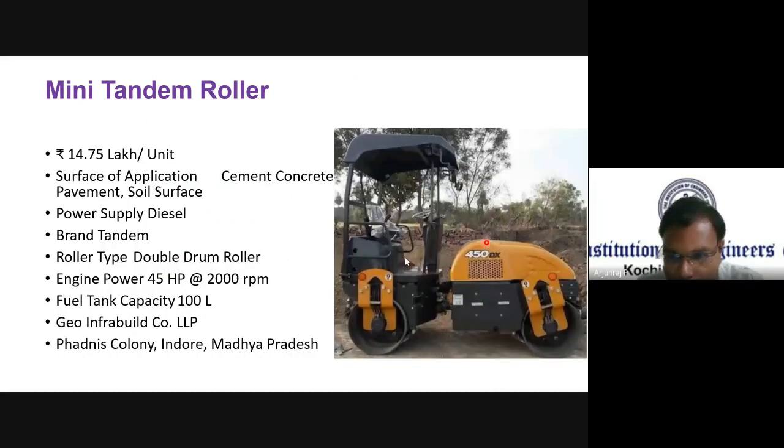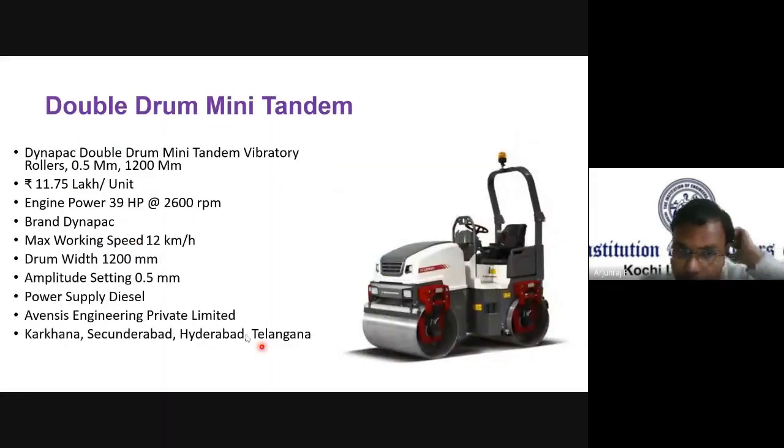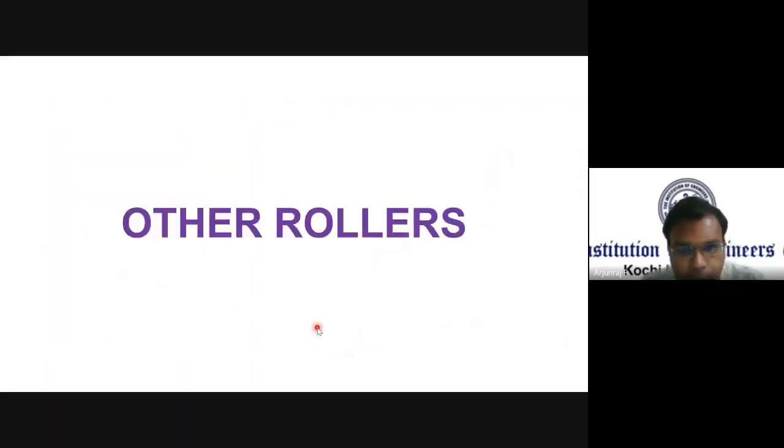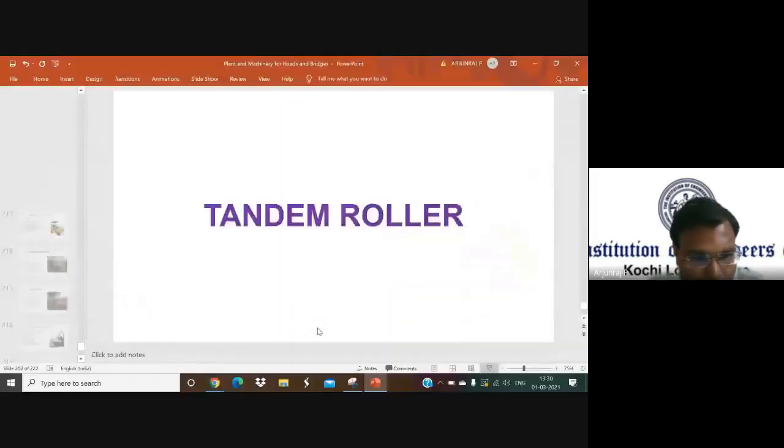And mini tandem rollers, what you have seen, also come with the brand Tandem. You have seen this tandem vehicle on most of the roads, and each unit cost is going to be 14.75 lakh. The double drum mini tandem is also there, and it comes with the brand of Dynapac at 11.75 lakh per unit. It has been supplied by a company called Avansis Engineering Private Limited, located in Hyderabad, Telangana. We have some other rollers.